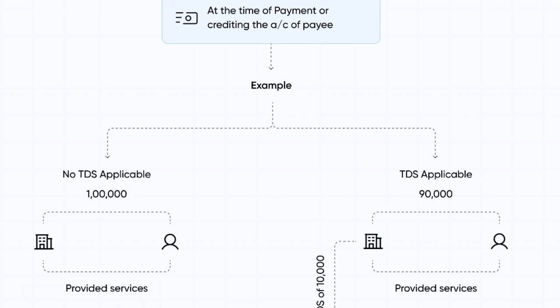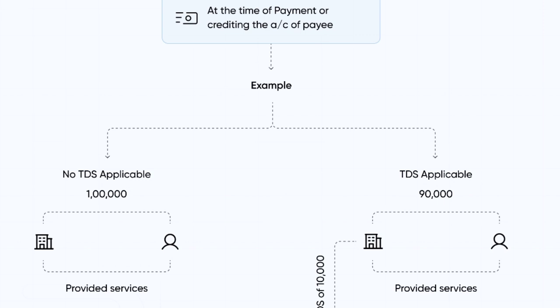Now we'll understand what exactly TDS is. Introduction. The concept of TDS was introduced with an aim to collect tax from the very source of income. As per this concept, a person, the deductor, who is liable to make payment of a specified nature to any other person, the deductee, shall deduct tax at source and remit the same into the account of the central government.